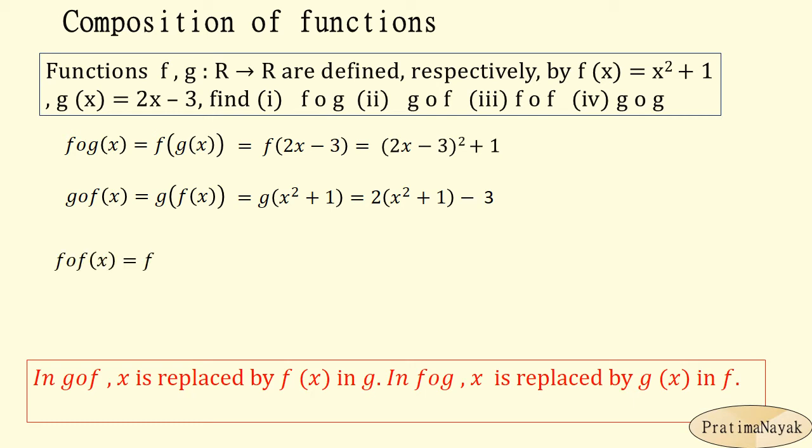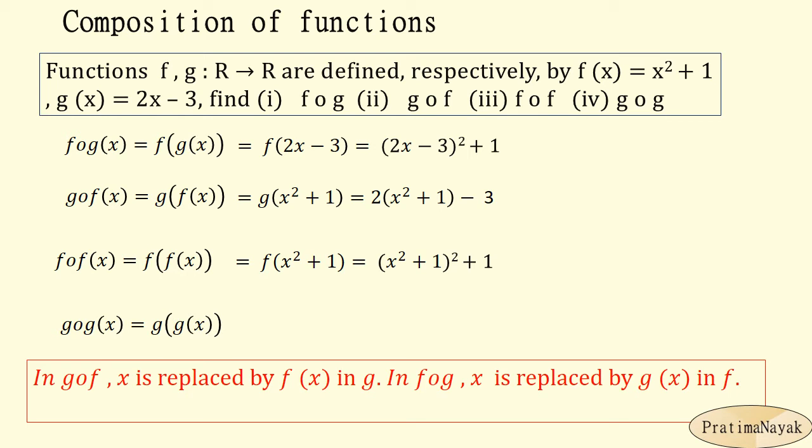f of f is equal to the whole f(x) put in x of f(x). So it will be (x squared plus 1) whole squared plus 1 again. Next is g of g. So the whole g(x) will be put in x of g(x). So it will be g of 2x minus 3, so 2 times (2x minus 3) minus 3. You simplify the answer for getting marks in the examination.